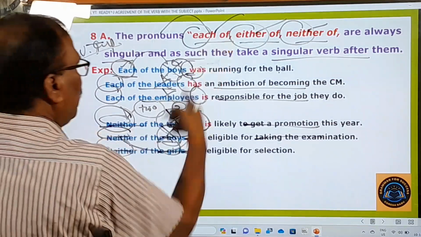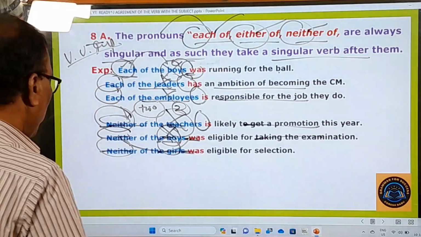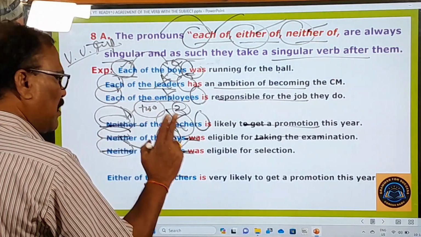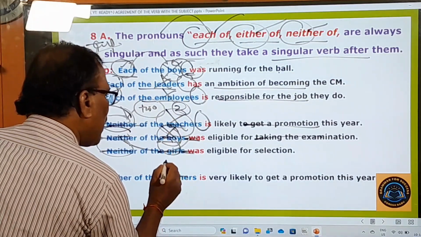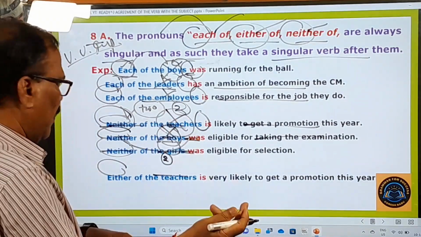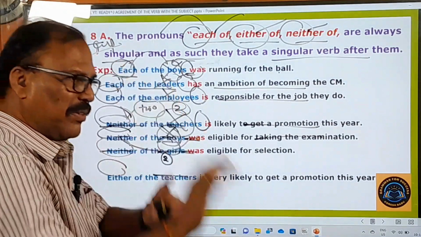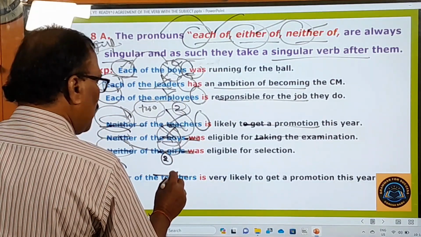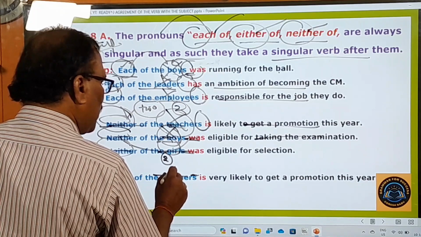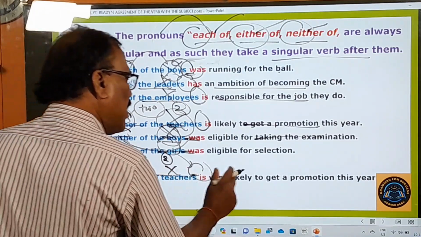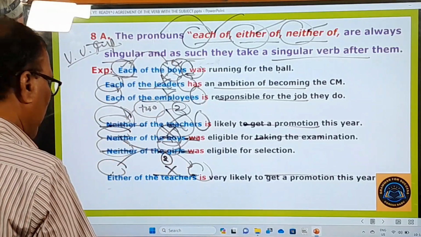And now let me give some examples with either. Okay, either of the teachers, either also refers to two persons or two things, very well. How many teachers are here? Two teachers are there, and either means this one or that one. Neither means not this one, not that one. That's the reason. So either of the teachers. So here you don't use the helping verb according to this. According to this, you have to use the helping verb. Either of the teachers is very likely to get a promotion this year.